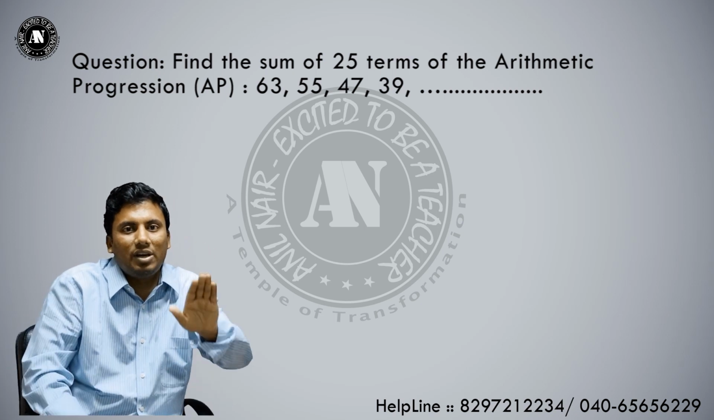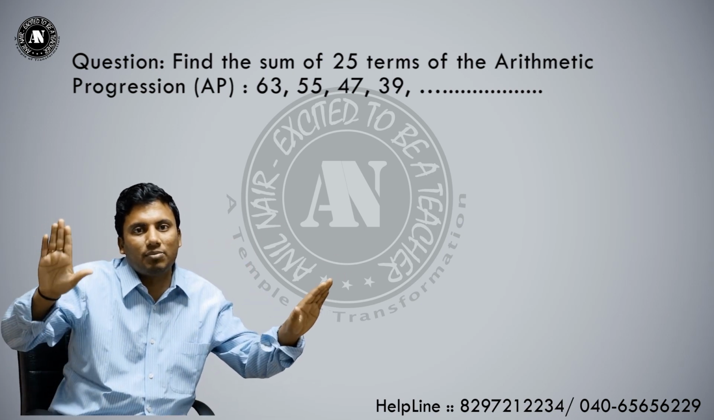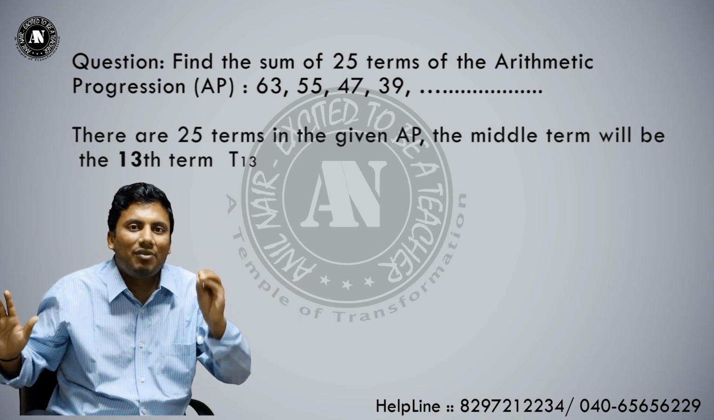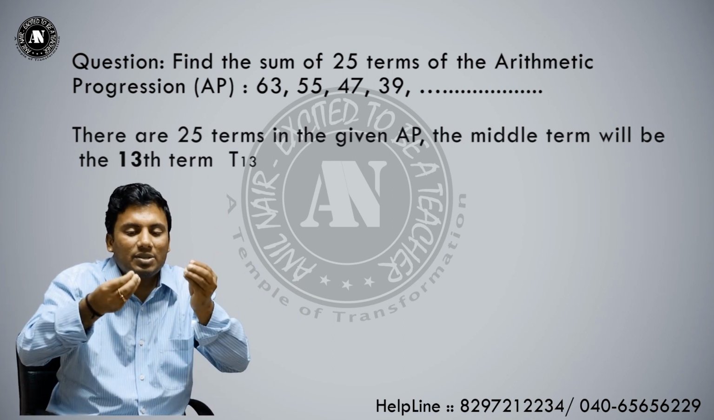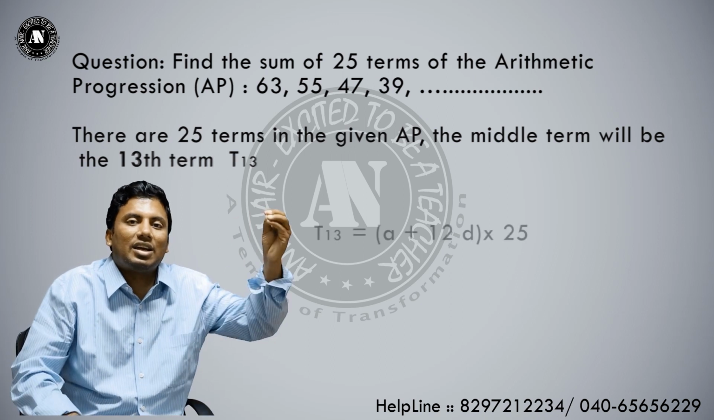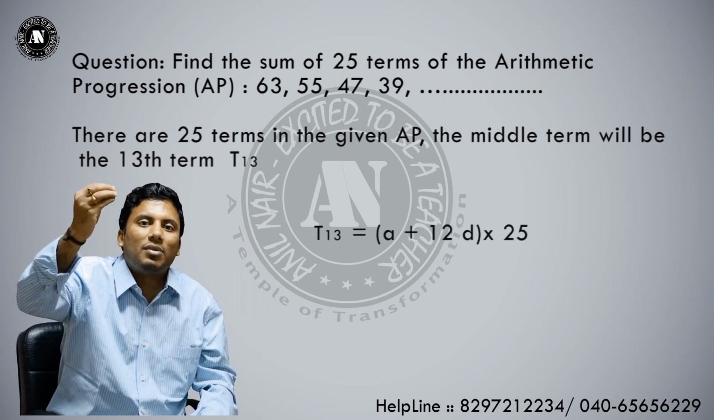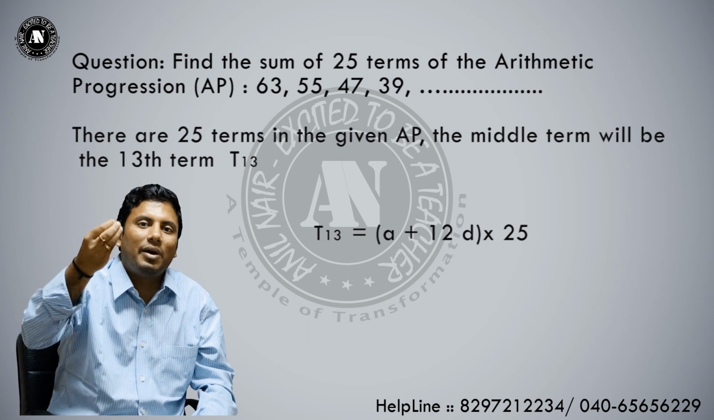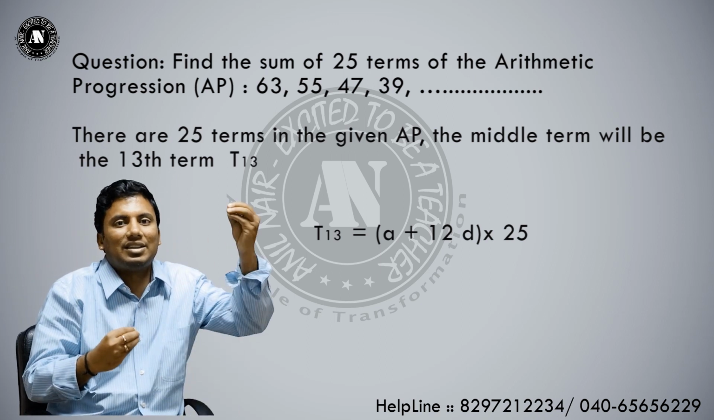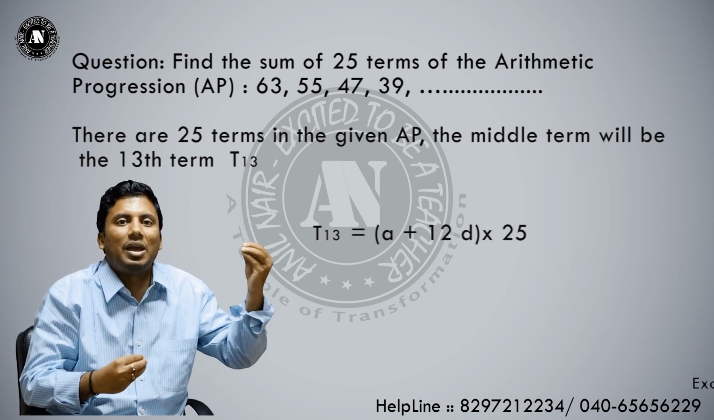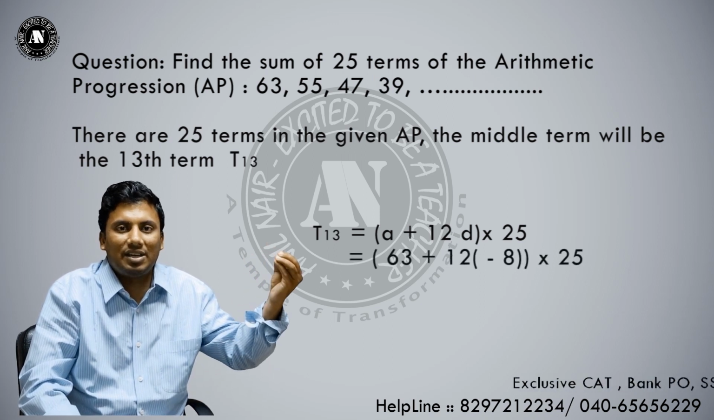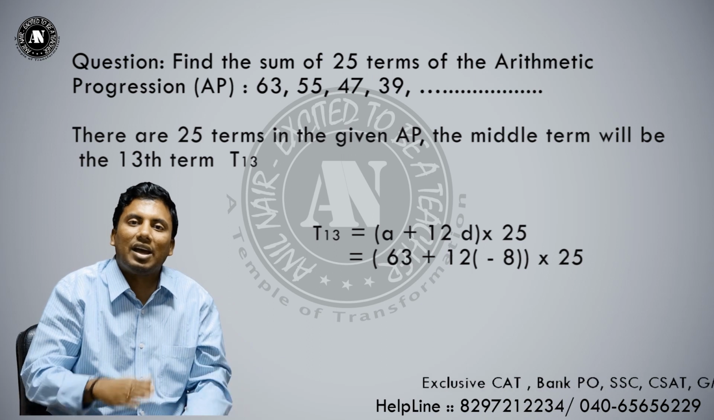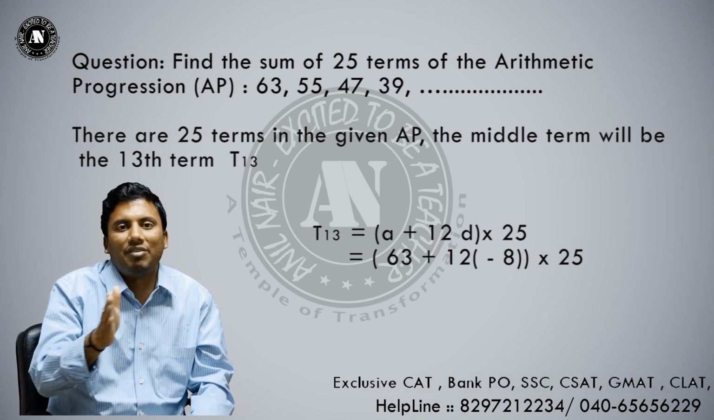25 terms, 12 terms to the left, 12 terms to the right. What will be the middle value? Middle value will be T13. So this expression can be written as T13 equivalent to sum of 25 quantities by 25 quantities. T13 can be determined by A plus 12D, 63 plus 12 into minus 8, into 25. I will get the sum of 25 terms.